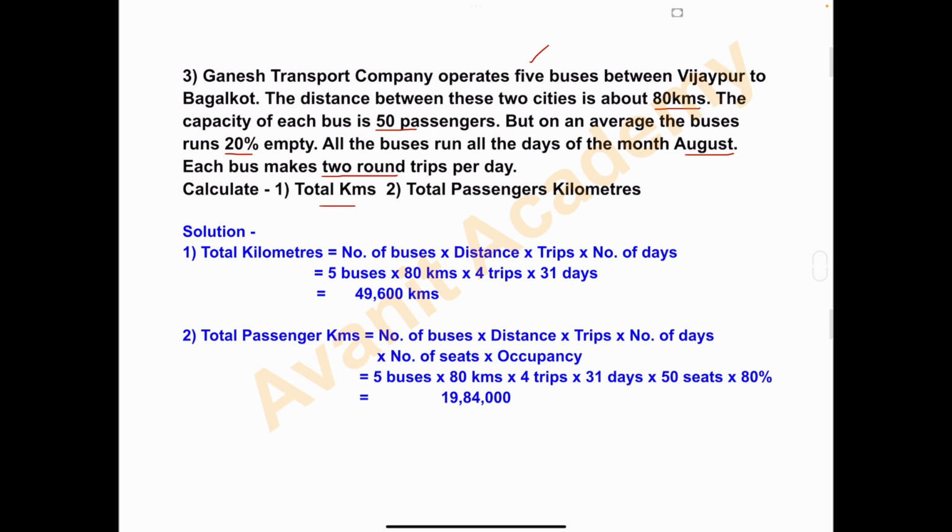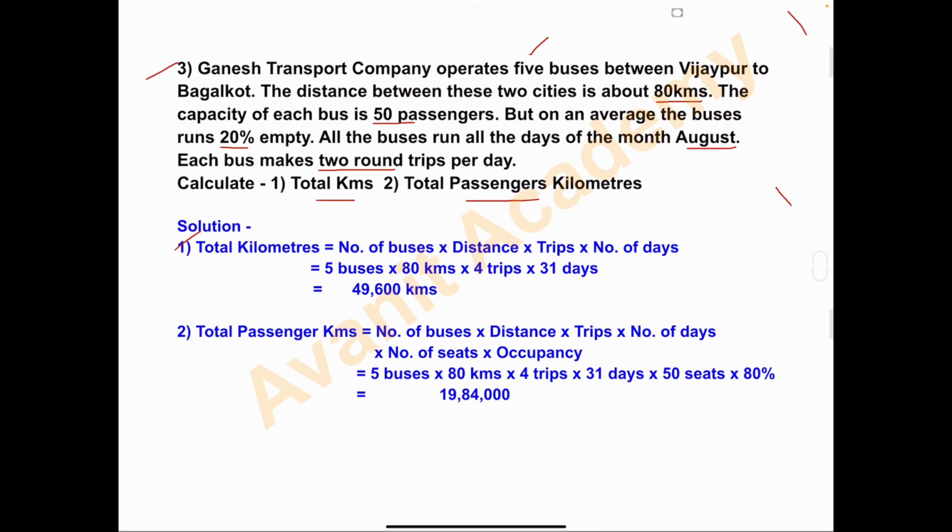Calculate total kilometers and second one total passenger kilometers. So in this problem, first we have to calculate total kilometers and second is total passenger kilometers. Okay, we'll start the solution. First, we'll calculate total kilometers. So the formula is total kilometers is equal to number of buses into distance into trips into number of days. These four things we have to take to calculate total kilometers.